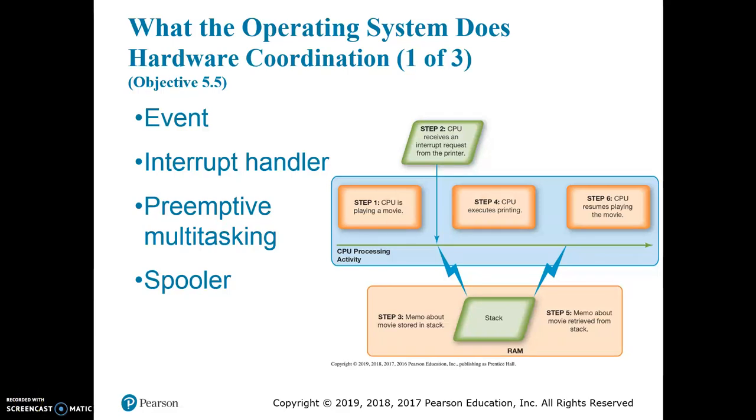Okay, so let's talk about hardware coordination. Every keystroke, every mouse click or touch on the screen, and every single signal to the printer and from the Blu-ray drive creates something called an action or an event. So it creates this event in the respective device to which the operating system responds.